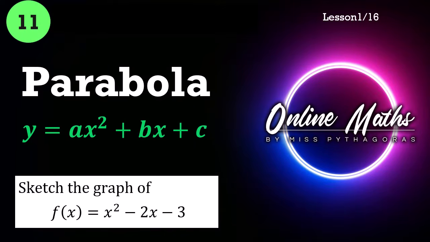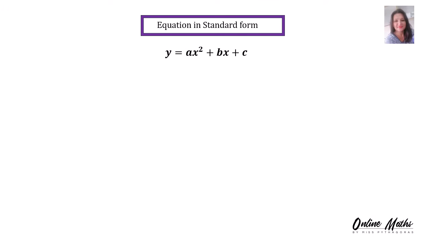Hello everybody, in this lesson I will teach you how to sketch a basic parabola in standard form. Now when the equation of your parabola is in standard form, then a, the coefficient of x squared, means something. A indicates the shape of your parabola.